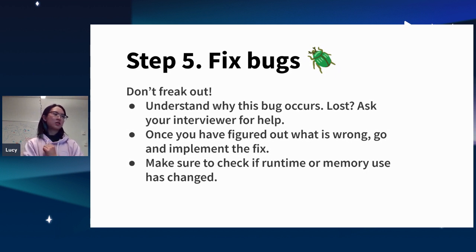So obviously this is easier said than done, but using the same steps as before, you can try to fix your algorithm. And lastly, make sure to check if runtime or memory use has changed, because if you've changed the algorithm, maybe something's changed. So just make sure all of those parts are still the same, and always make sure your algorithm is correct to the best of your abilities.